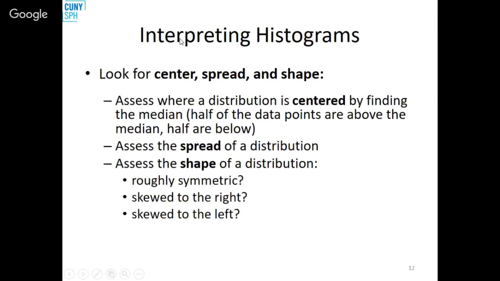The main things to look at when you're interpreting histograms are the central tendency, where most of the data are, remembering that the median is that point where half are above and half are below. The spread, how wide it is, and shape, whether it's symmetric or has more variability to one side or to the other.